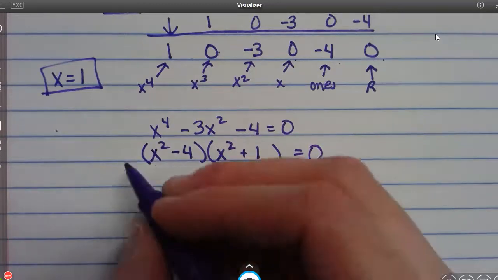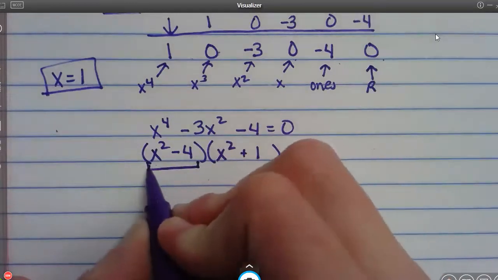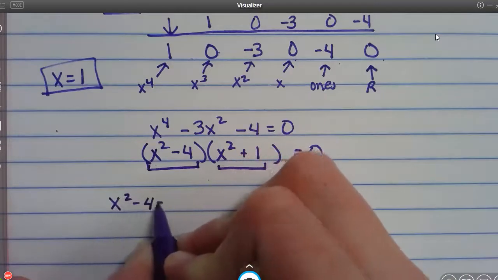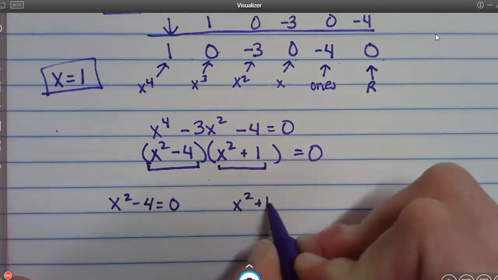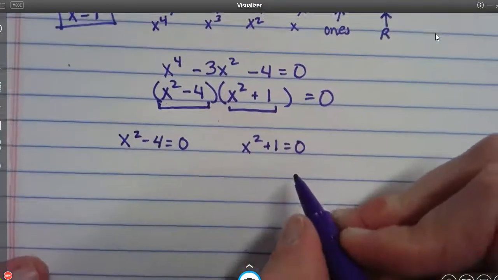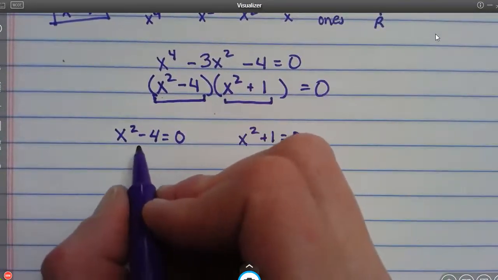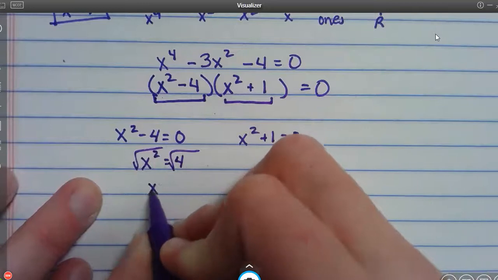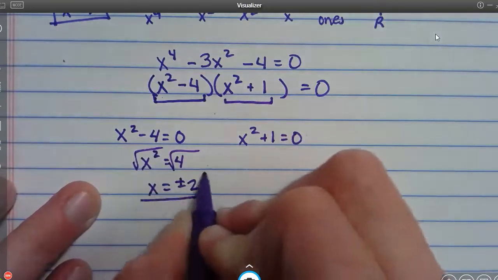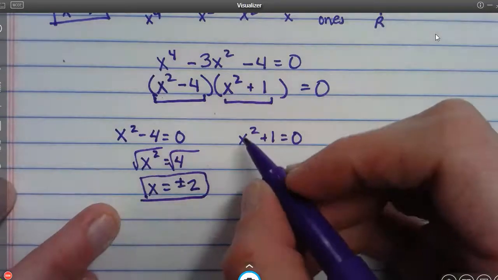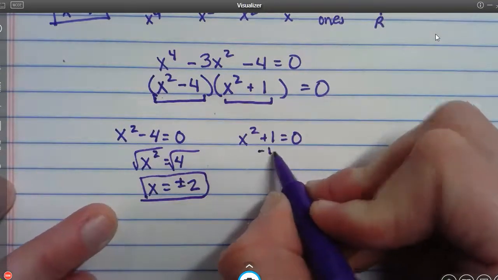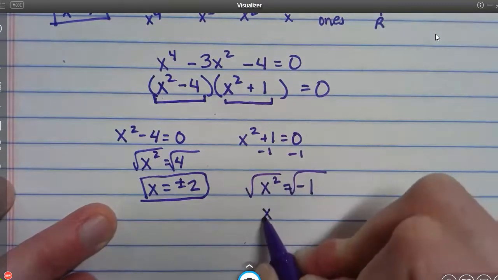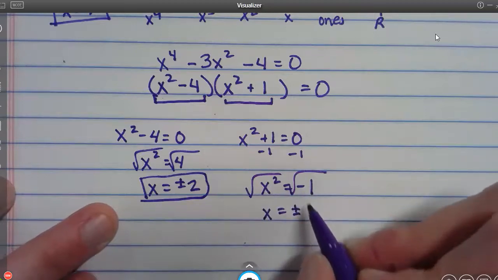Now this works out really nicely because I can take each of these pieces and find where each piece equals 0. So this first piece, I'm going to add 4 to each side and square root. I get plus or minus 2. And then here I'll subtract 1 from each side and square root. That's plus or minus the square root of negative 1, which is i.